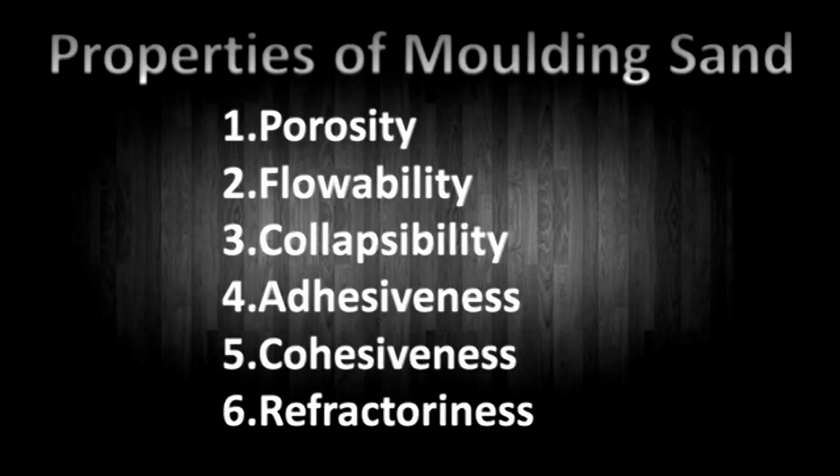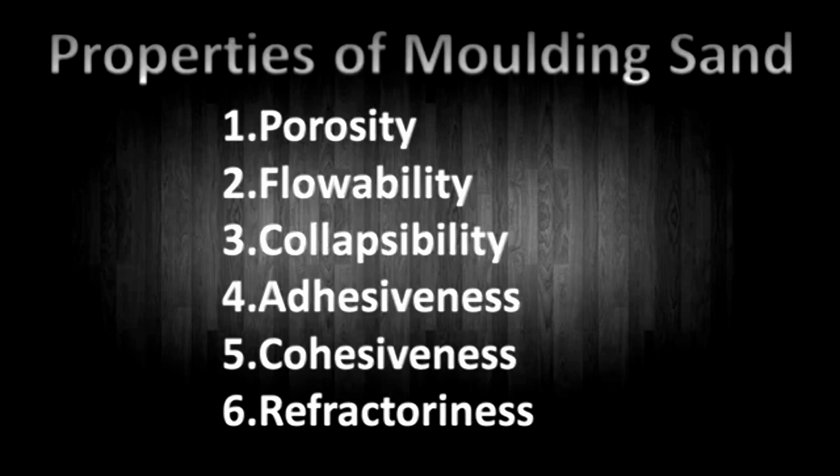So the properties of molding sand are porosity, flowability, collapsibility, adhesiveness, cohesiveness, and refractoriness. First of all, we need to understand that these properties are dependent on chemical composition, amount of clay, water content, and shape and size of silica grain.